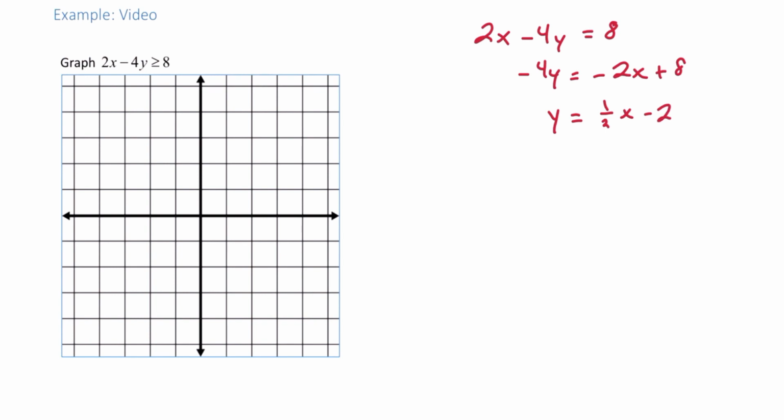Let's graph this line. The y-intercept is -2. The slope is 1/2, so up 1, right 2, up 1, right 2, or we could do the opposite, down 1, left 2, down 1, left 2. And then make sure you ask yourself, is this a solid or a dotted line? In this case, the original inequality had equal to, so this is a solid line.